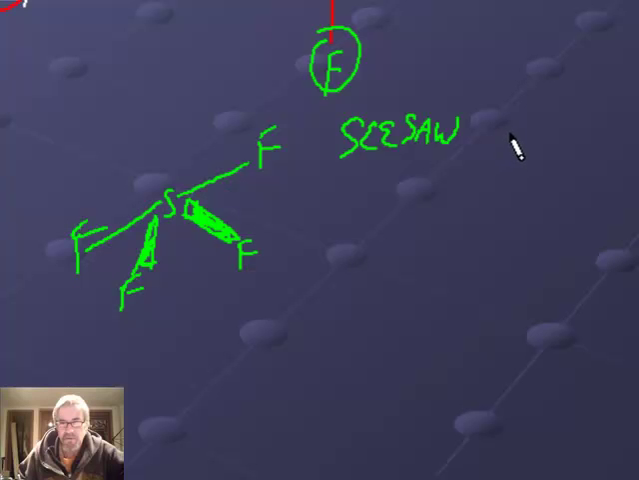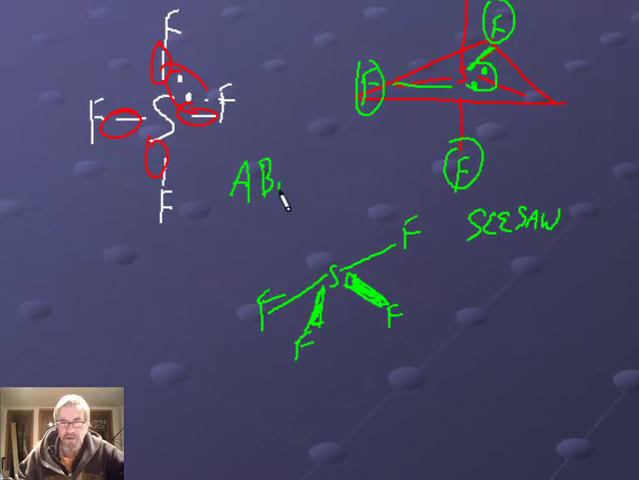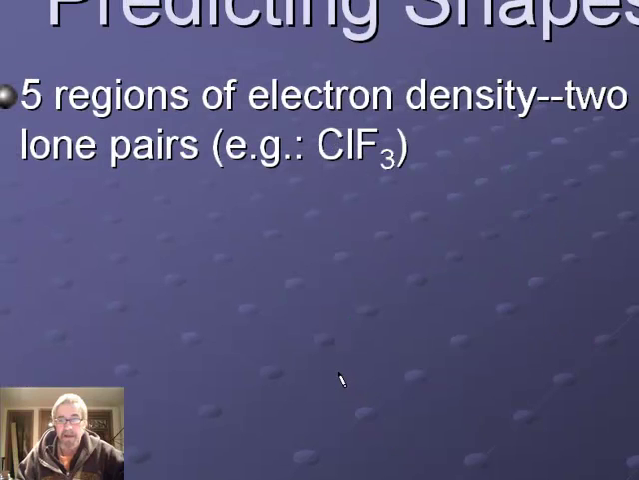And what kind of a molecule did this come from? Well, this is an AB4E1, or AB4E. One central atom, four outside atoms, and one electron pair on the central atom. That's 5 regions of electron density with 1 lone pair. SF4 is an example of that.